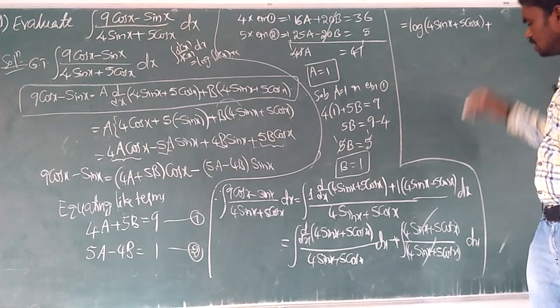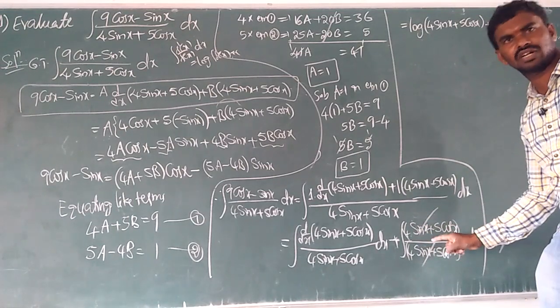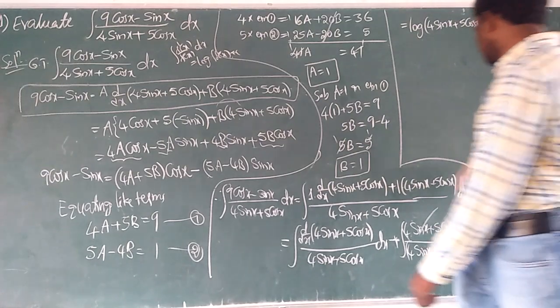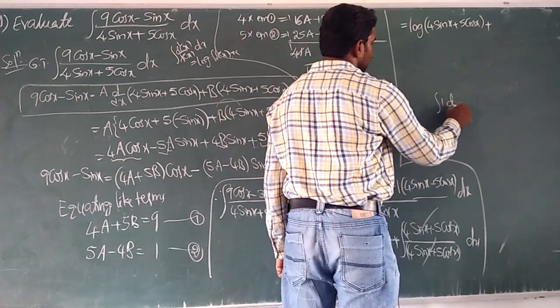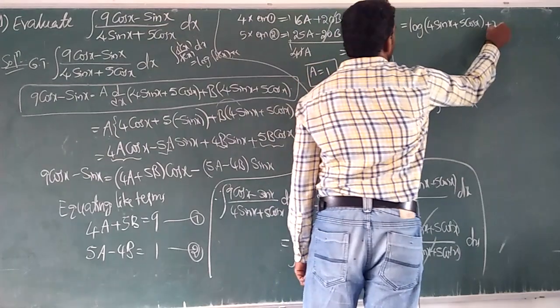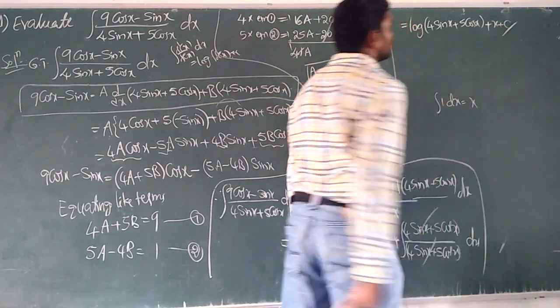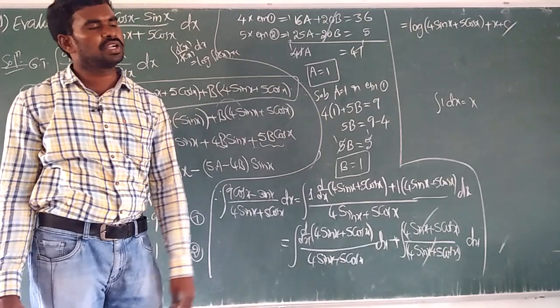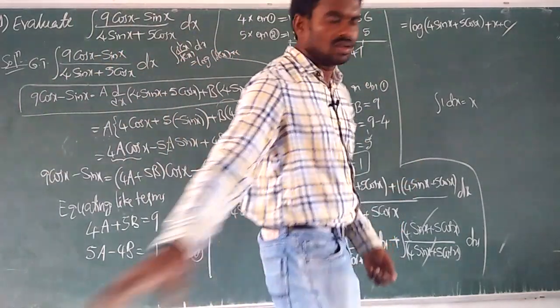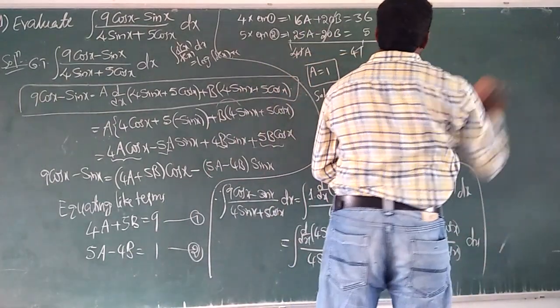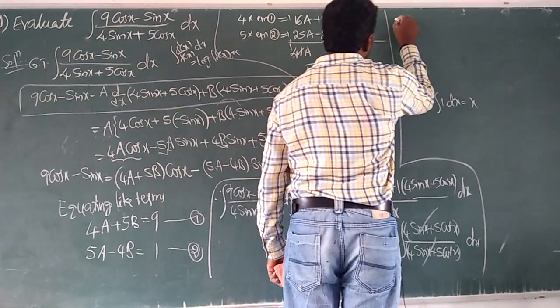And plus, here the integration cancelled. Only 1 is there. Integration of 1 dx. Integration of 1 how much? X. X plus. So this is the answer. Completed. Okay. So which formula do we use here? For your convenience, I will write one more step. That is the formula.